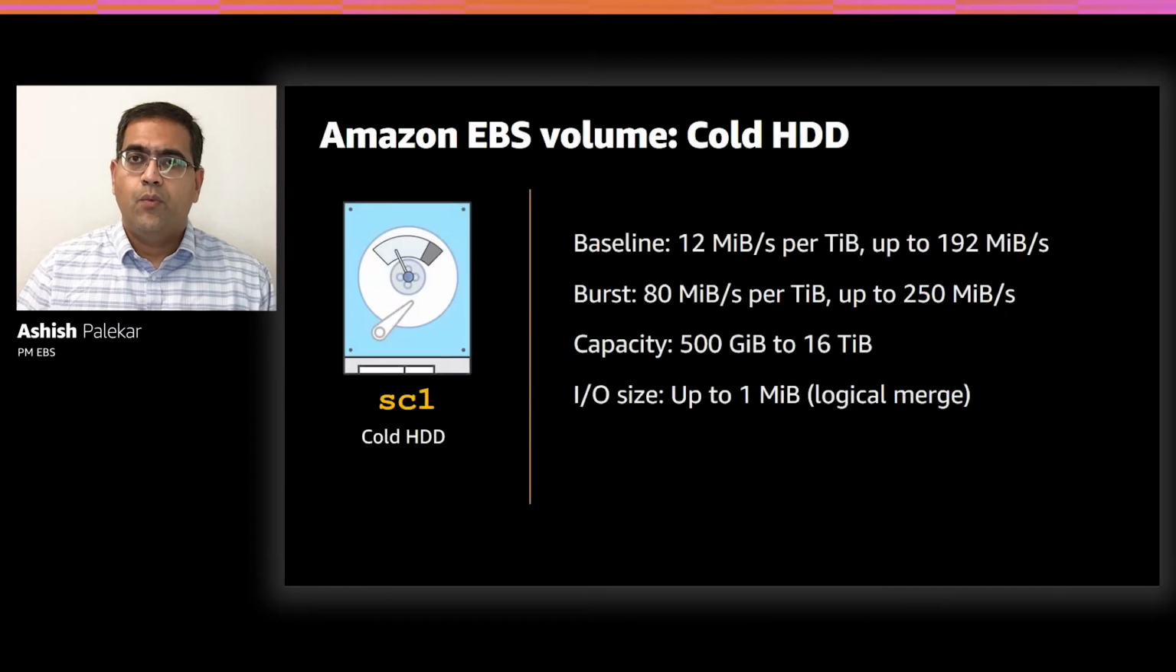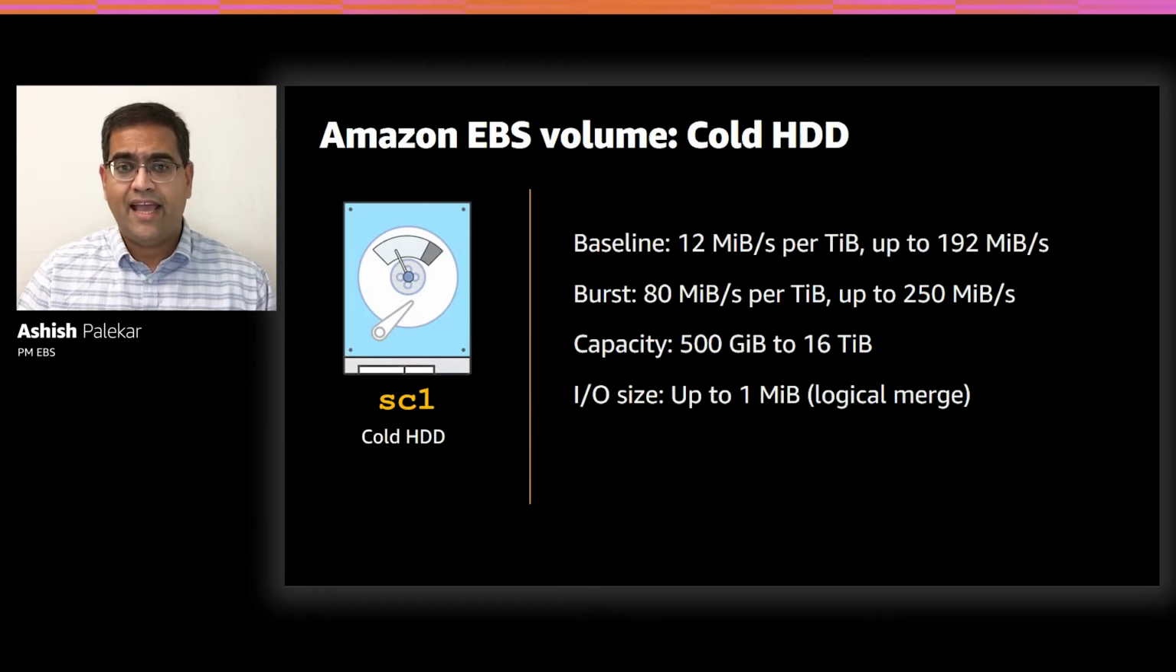So when we think about st volumes, let's start with SC1, which is our cold HDD volume. It is designed really for sequential throughput workloads such as logging, backup copies, as a retention tier, really designed for a baseline throughput of up to 192 megabytes per second with a burst that gets you up to 250 megabytes per second. Its capacity ranges from 500 GB to 16 terabytes. It is our lowest cost volume type offering.